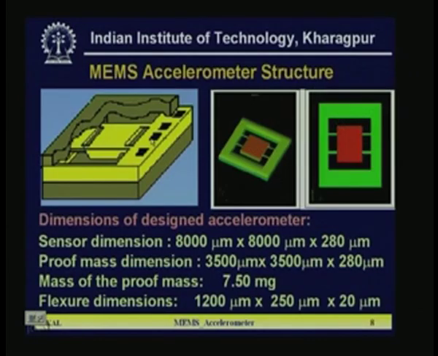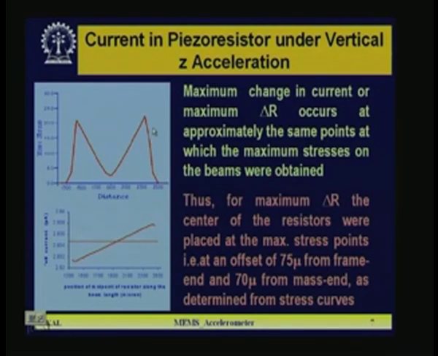This is this point here, and another peak is here. So, these two peaks are almost the same magnitude. Thus, for the maximum delta R, the center of the resistors were placed at the maximum stress points, that is at an offset of 75 micron from the frame end and 70 micron from the mass end, as determined from the stress curves. So, this is 75 microns here from the frame end and another is 70 micron from the mass end.